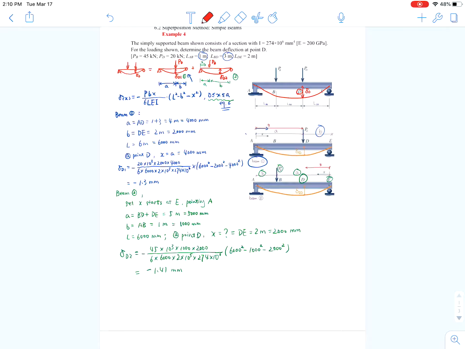So finally, the deflection at point D will be calculated by just adding these two values together: the first one and the second one. It's negative 1.3 minus 1.41. You get negative 2.71 millimeter. So that's it.